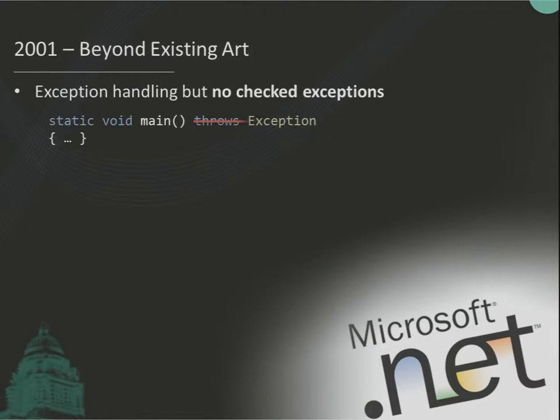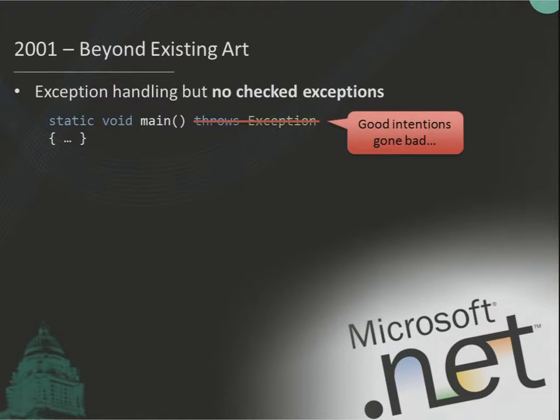Now, we also want to go beyond some existing art. The fact that we take exceptions as the way to basically do error handling in the .NET framework doesn't mean that we need to port all the exception handling facilities that different platforms thought about. For example, certain platforms do checked exceptions, and we think checked exceptions are generally a bad idea. They're actually a good idea, but in practice it doesn't work out that well.